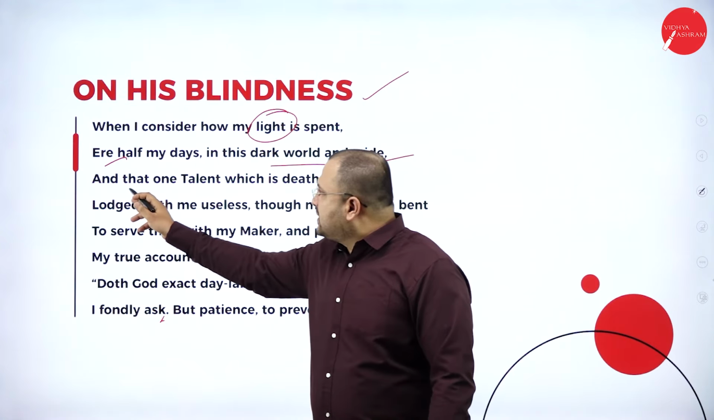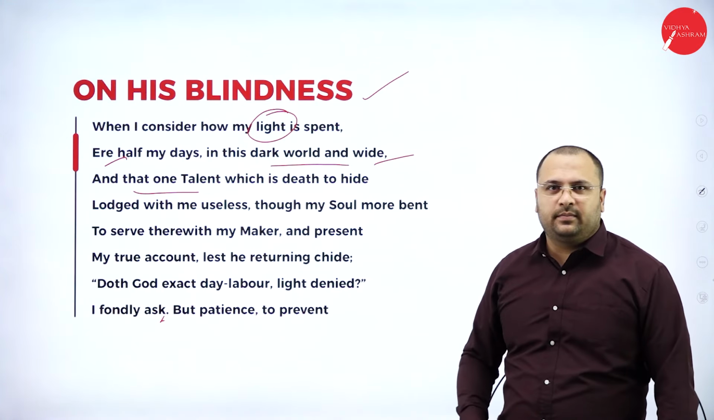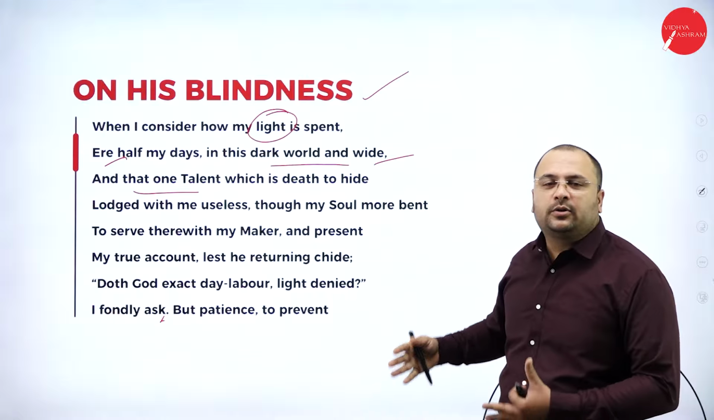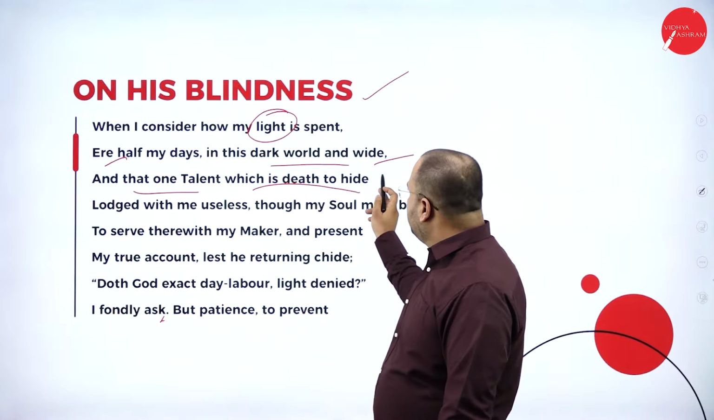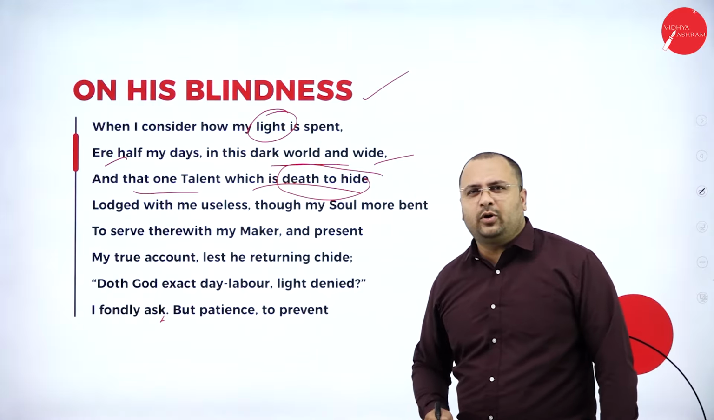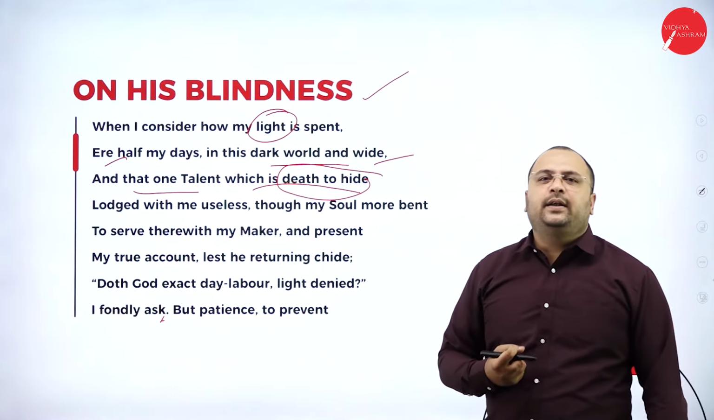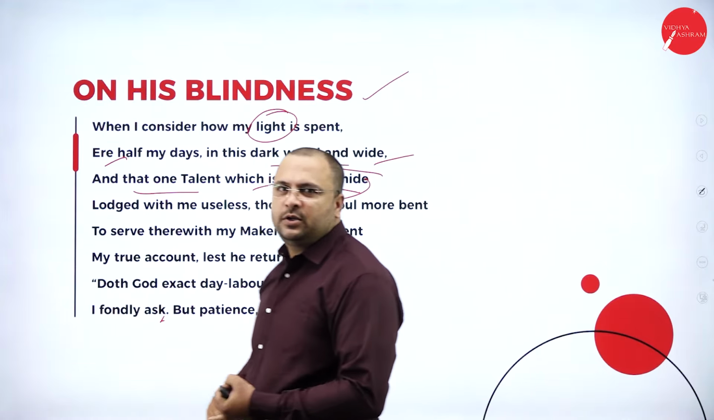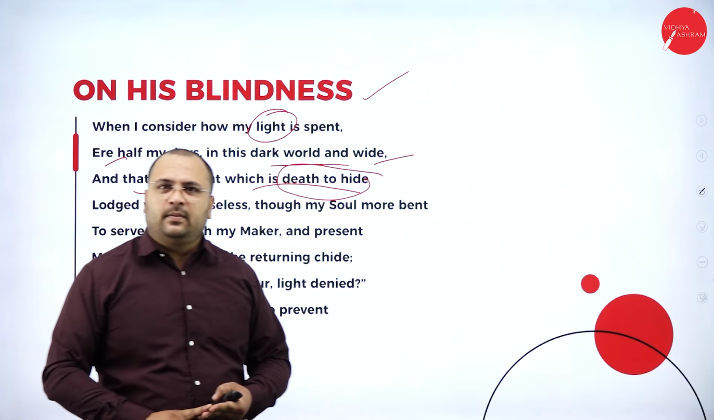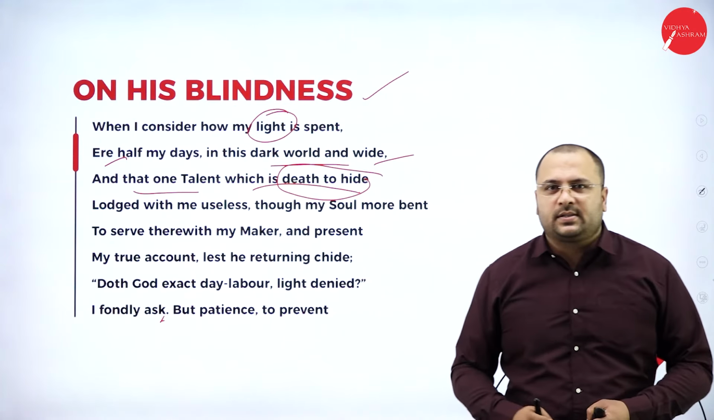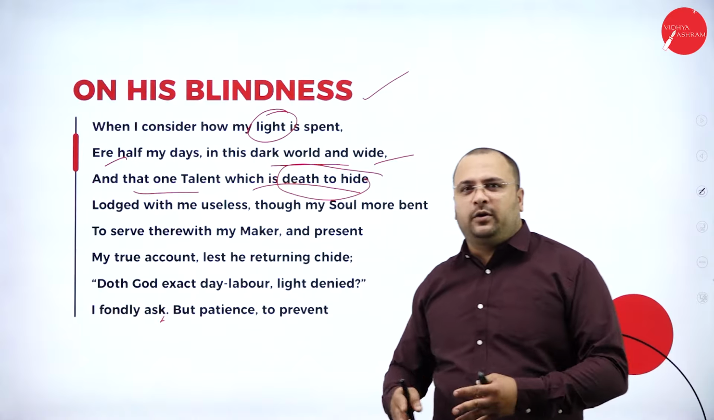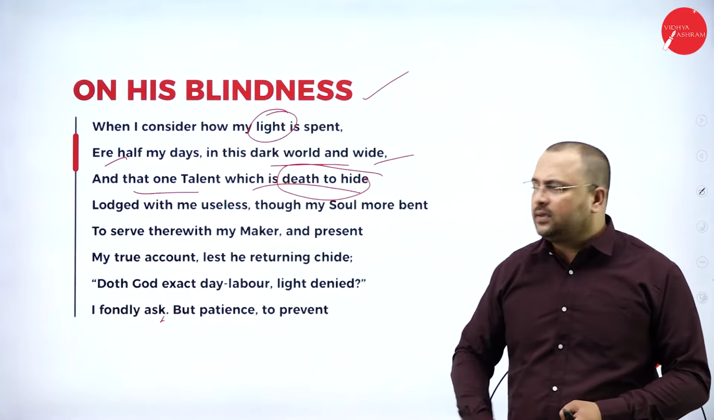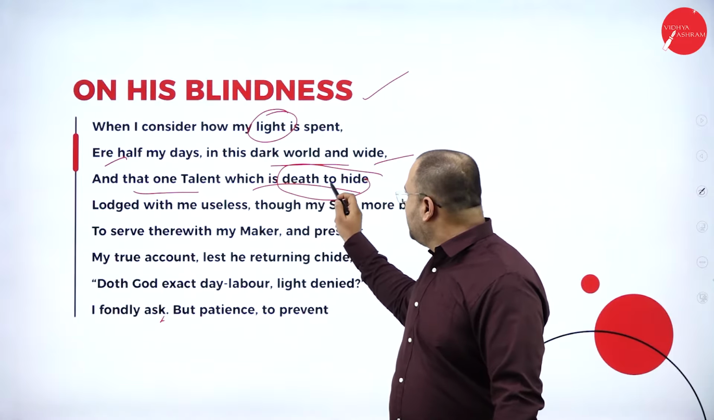And that one talent, what was that one talent? The poet's ability to write poems and prose praising God, or using that talent to talk about good things. And that one talent which is death to hide. Death to hide. That means he is talking about that talent. If you hid it inside you, then it is like death. You have a talent to sing, to dance, to draw, to speak, to debate, to compete, to run, to jump, to do good things. Having all these talents, if you did not show it to the people, if you did not display your talent, then your talent dies inside you. That is the meaning of talent is death to hide.